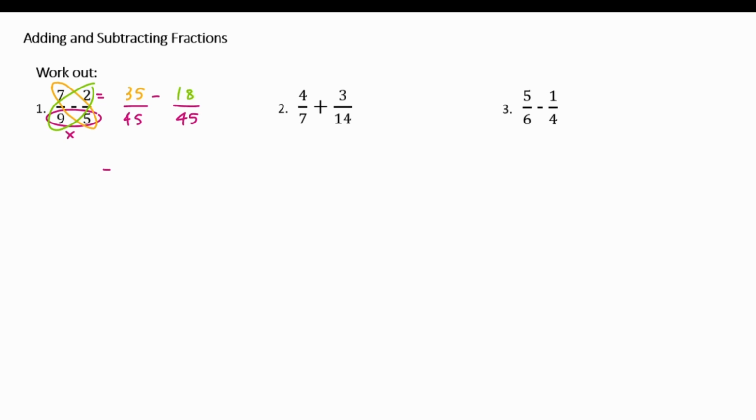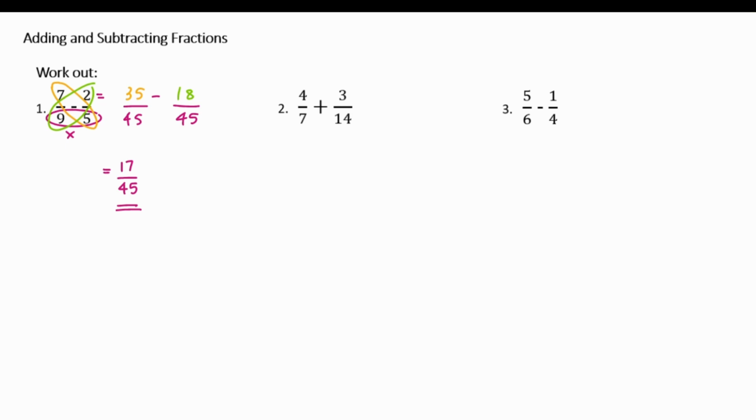And now because our denominators are the same, we can just work out the numerators, which are the top numbers. 35 take away 18 gives us 17, and our denominator stays 45. Now we could simplify our answers, but in this case, 17 is a prime number, which means we cannot simplify it anymore. So our final answer for this question is 17 over 45.